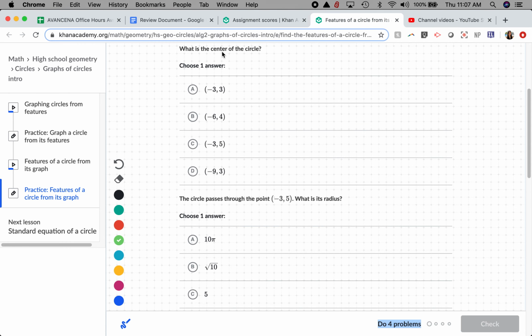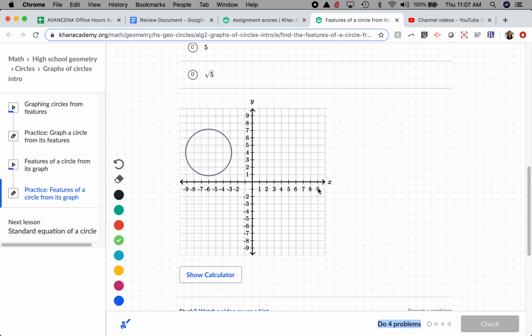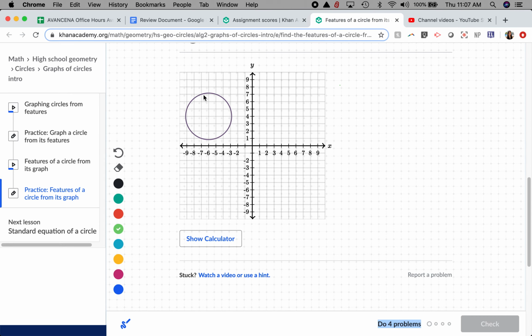The first part of the question is always going to ask you what the center of the circle is, and the second part of the question is always going to ask you what the radius of the circle is. And you're going to have to scroll down to see which circle we're talking about. In this case, it's this one.